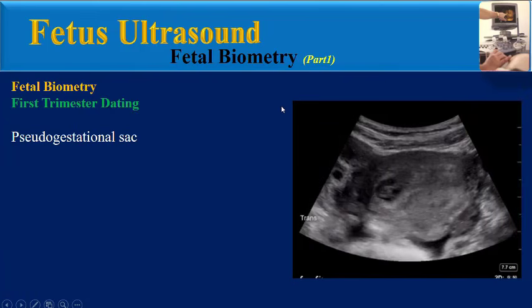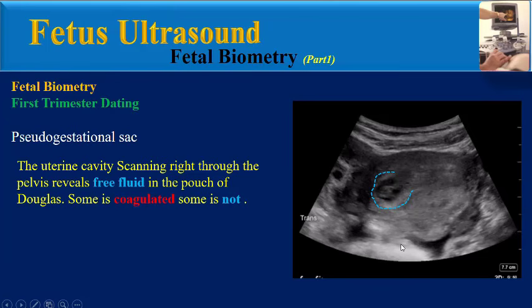Another example we can see here: an intrauterine fluid collection with low-level echoes and an incomplete echogenic ring. Scanning right through the pelvis also shows free fluid in the pouch of Douglas. Some is coagulated and some is not. But with more attention, we can see an obvious ectopic pregnancy in the right adnexa of the patient.